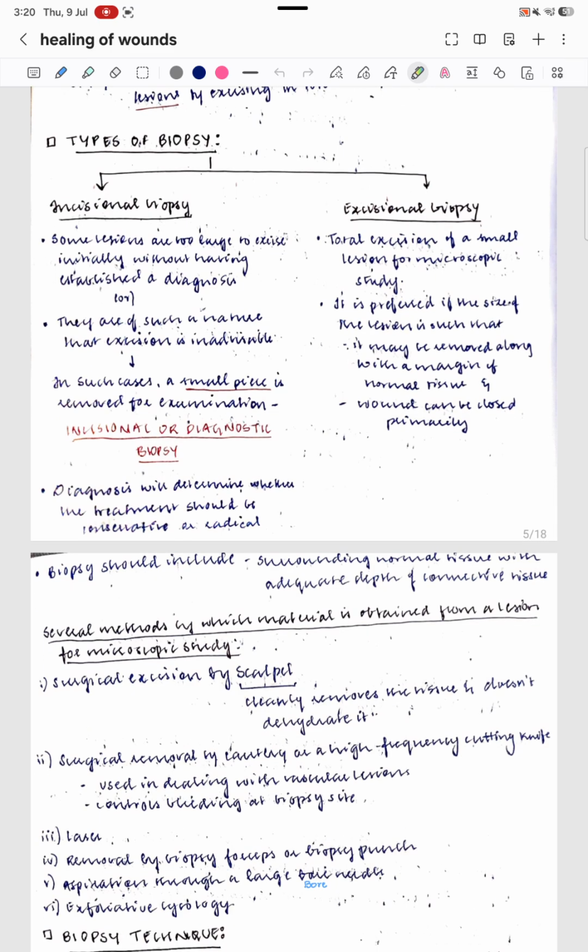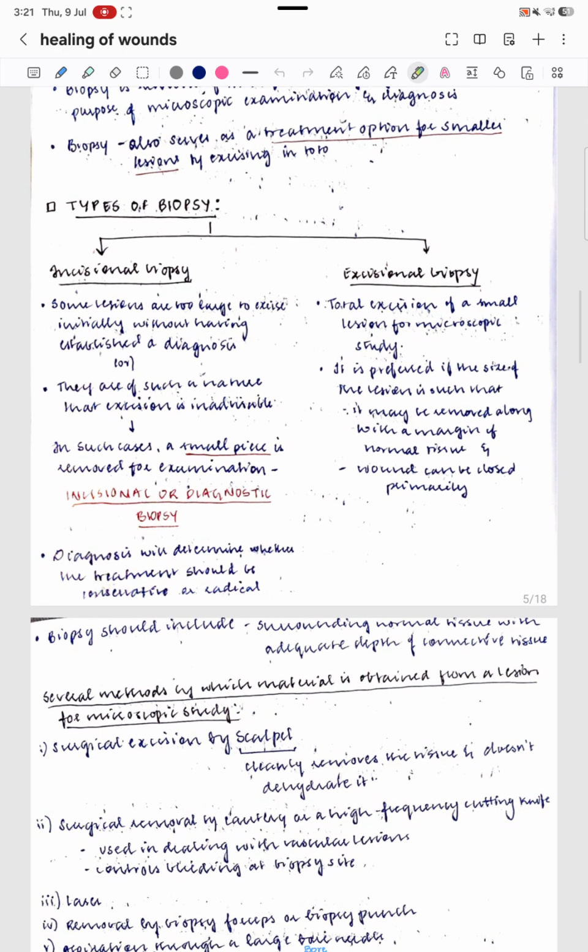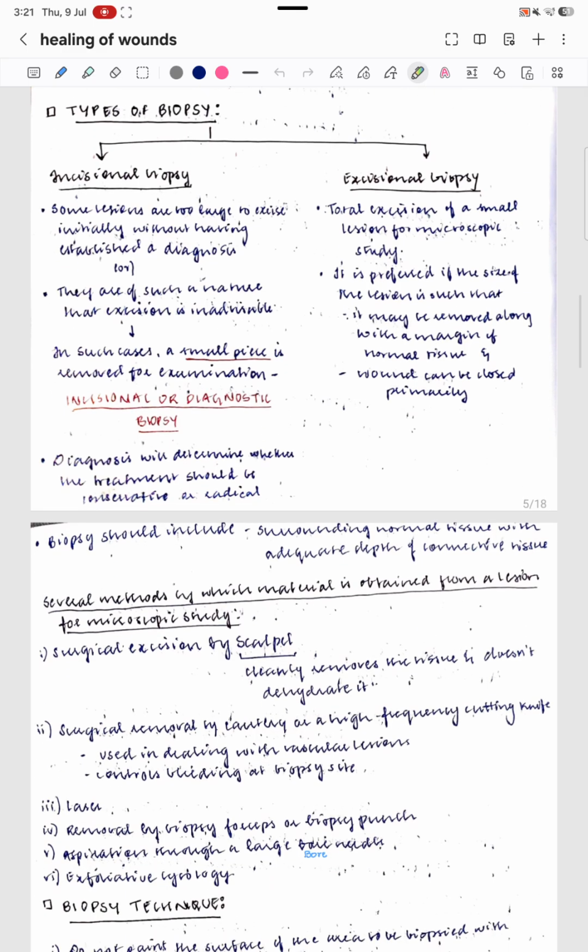Biopsies are of two types, incisional biopsy and excisional biopsy. What is incisional biopsy? Some lesions are too large to excise initially without having to establish a diagnosis. So you cannot directly excise the whole lesion to diagnose it. That's why we have something called incisional biopsy, where the lesions are of such a nature that excision is not advisable.